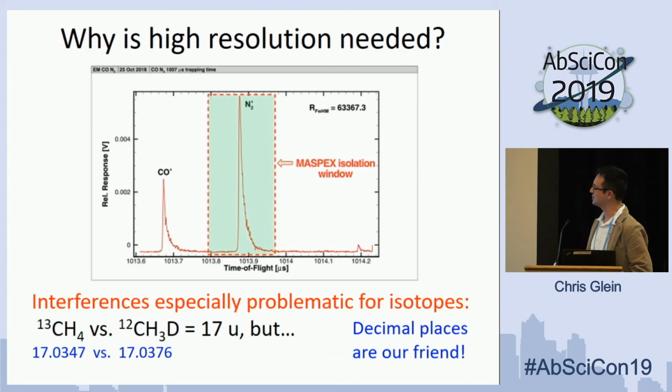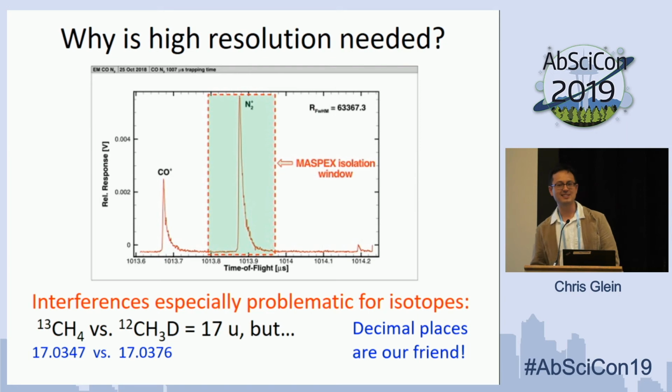Why you need high resolution. The classic case that we've struggled with on Cassini is separating things like CO from N2. They have a nominal mass of 28, so with Cassini, we're stuck. We have big problems there. But with MASPEX, you can see in this lab demonstration, we're nicely able to pull apart those peaks and discriminate between CO and N2.